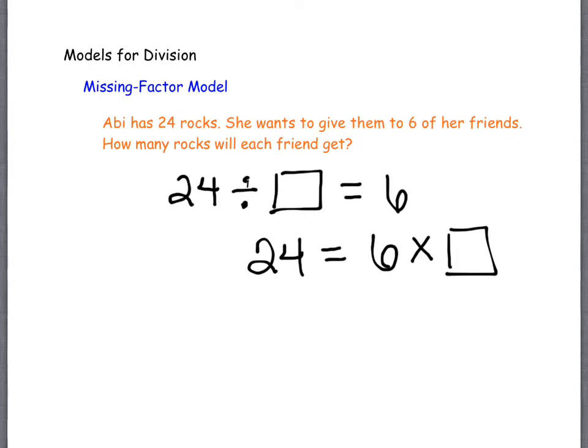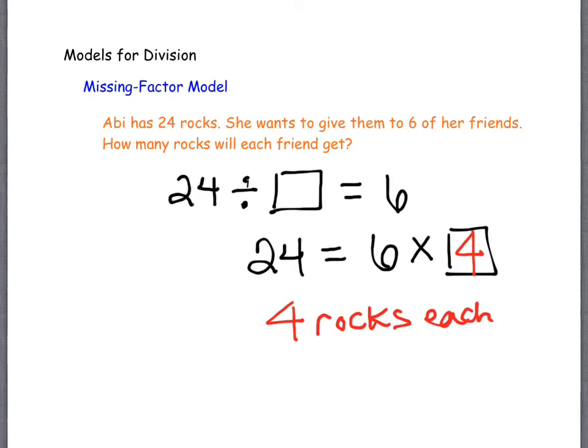Because that's where we start. We usually start using multiplication tables, not division tables, right? So if we think about this, we say, 6 times what equals 24? Then the answer, of course, is 4. So my value here is that they get 4 rocks each. But this doesn't do it from a concrete model perspective. It does it from a missing factor perspective, sort of a back to your multiplication tables or back to flashcards kind of perspective on the problem.